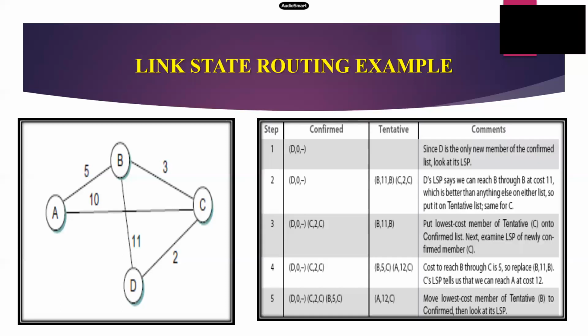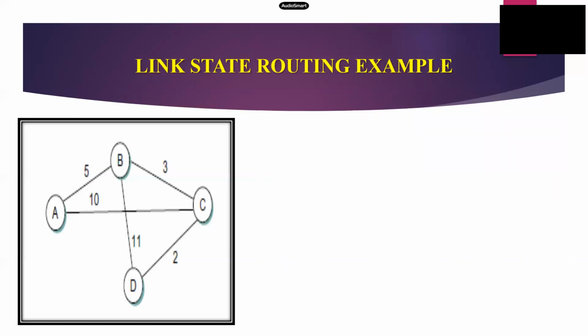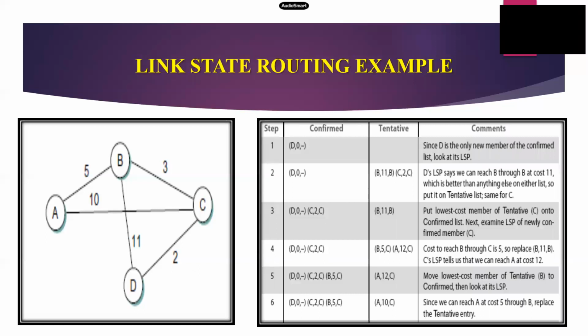Okay. Now the fifth step: D already confirmed, C already confirmed, and recently B is confirmed. What is A? To reach A, so far the cost is 12 via C. But which one is visited recently? Node B. So the sixth step, with respect to node B, you can visit A.